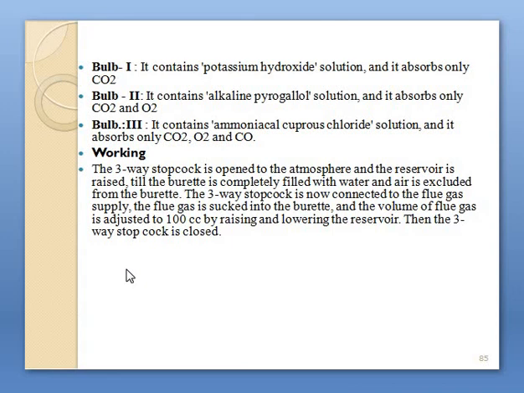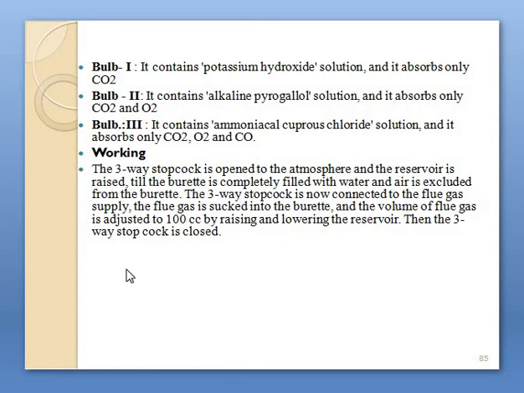The three-way stopcock is now connected to the flue gas supply. The flue gas is sucked into the burette. So now the stopcock is connected to the flue gas supply, so the flue gas goes inside, and initially you have the U-tube with calcium chloride connected to the flue gas supply.